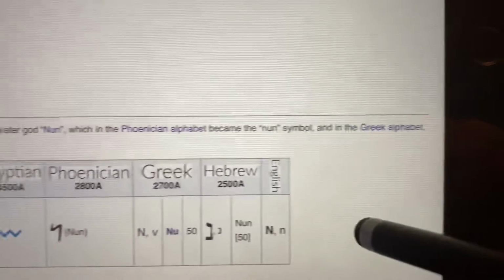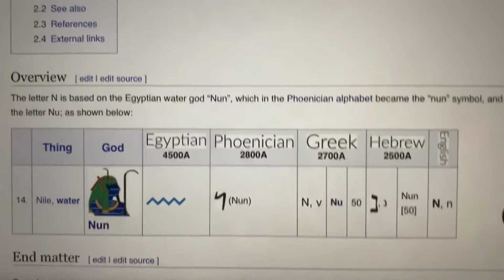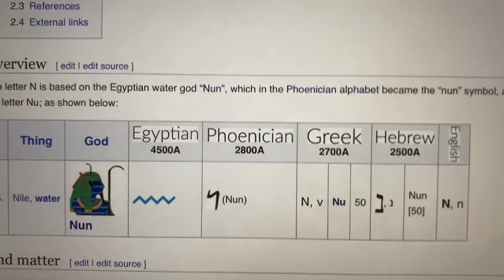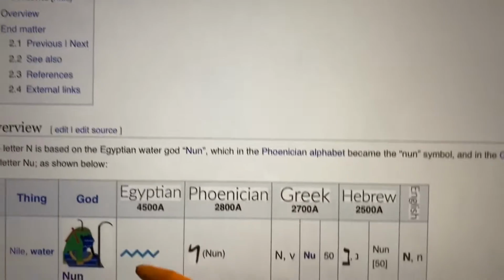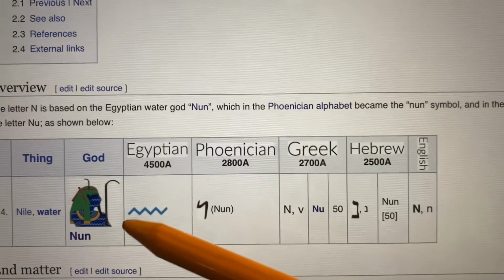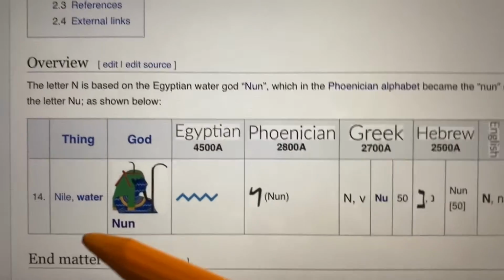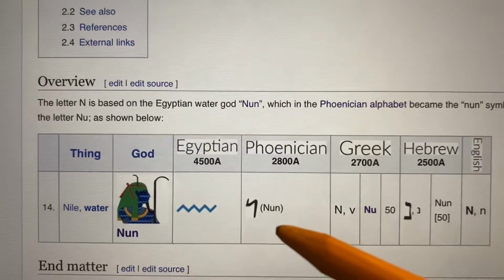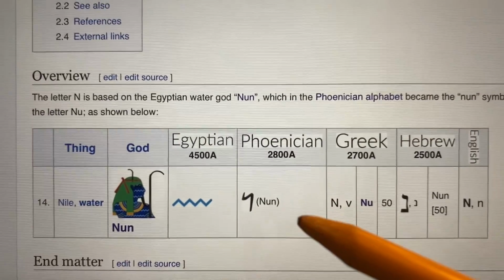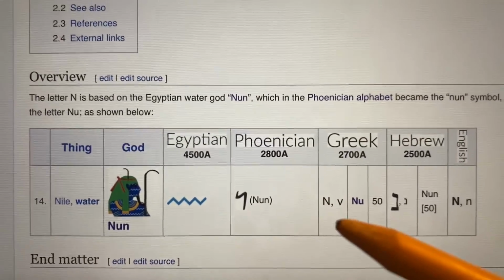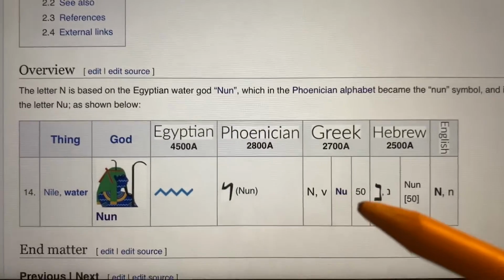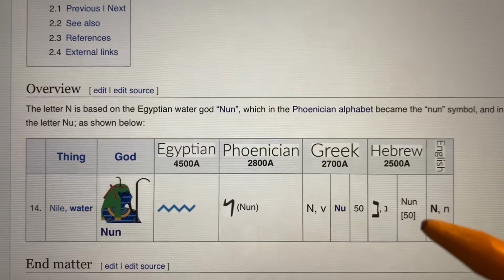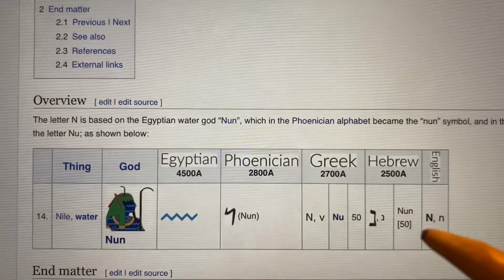But in either case, this forms the basis of letter N, and it is based on the hieroglyph for the water wave. It is the core letter of the alphabet. It's the 14th letter. Water god Nun. In Phoenician it became this symbol, and in Greek it became Nu with a value of 50, and it is called Nun with these 2 symbols in Hebrew.